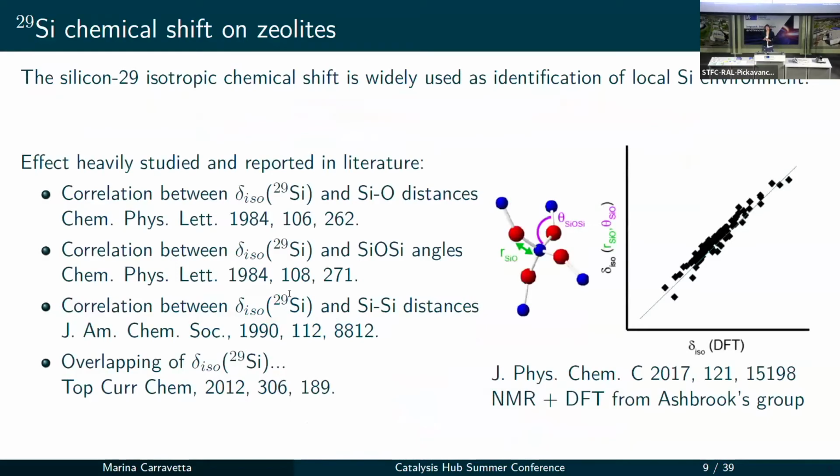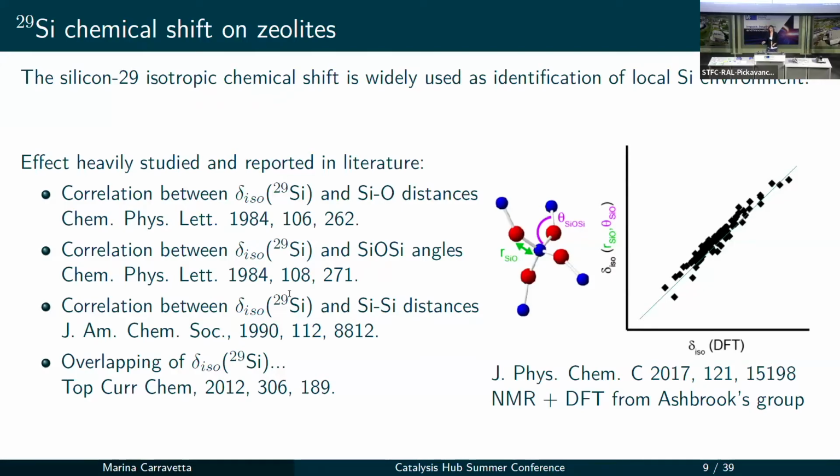Now, there is a wealth of literature when it comes to silicon-29, and the isotropic chemical shift of silicon-29 has been reported in a number of papers. I just list a few here as a signature to establish what type of environment the silicon is, what is the coordination number, and so on. And you can relate it to the type of site or the silicon-oxygen-silicon angle, and so on.